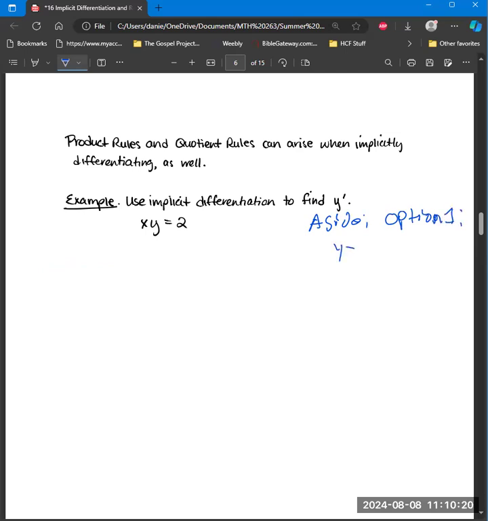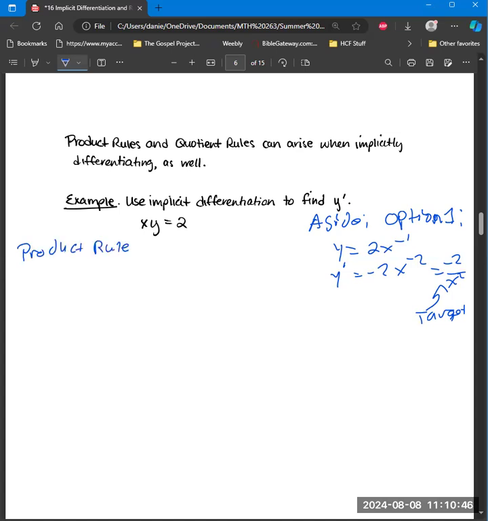Would be to say y equals 2x to the negative first. So y prime would be negative 2x to the negative second, or negative 2 over x squared. So this is our target that we're aiming for. We know that we should be getting that. So let's use the product rule.